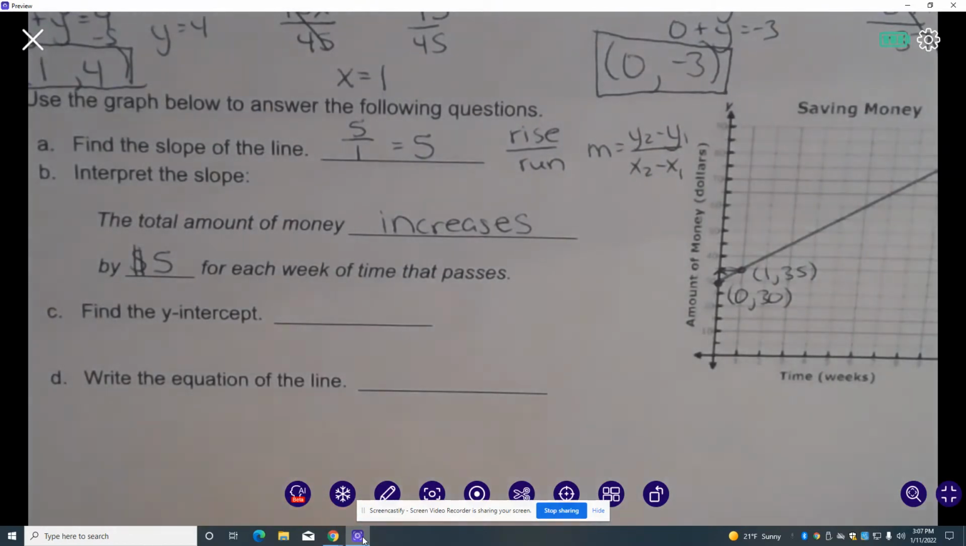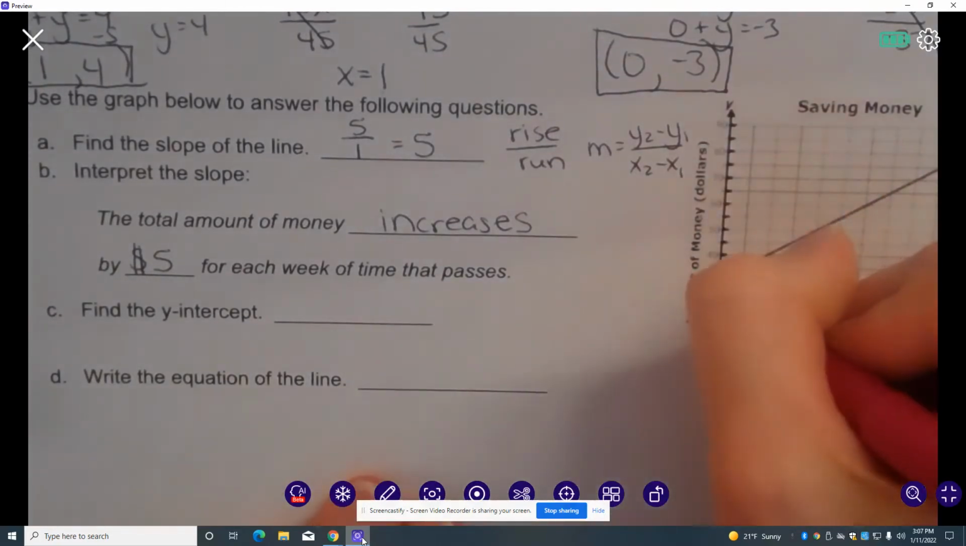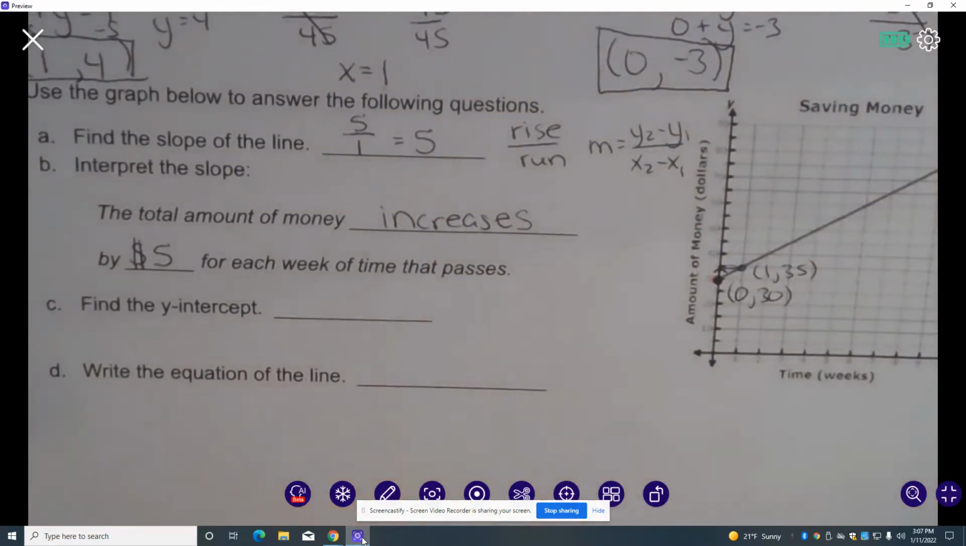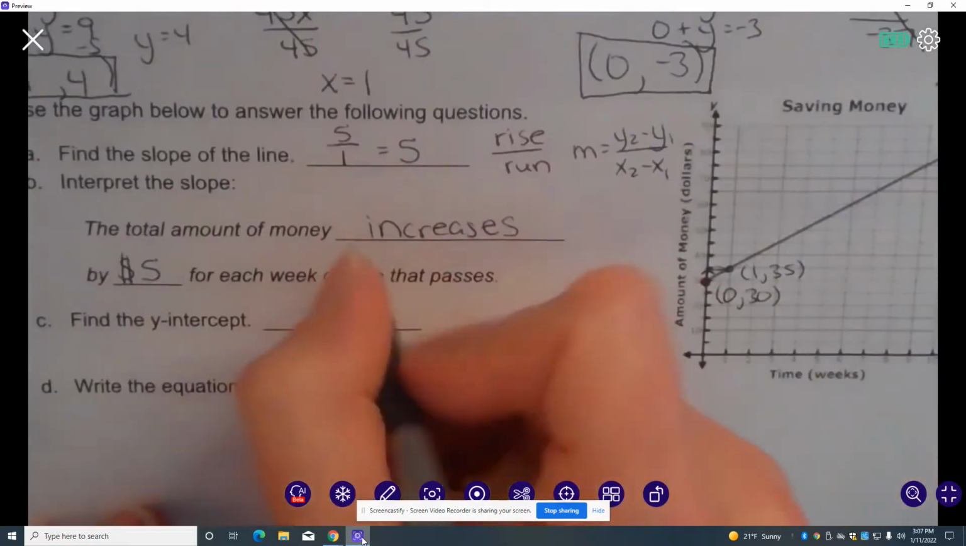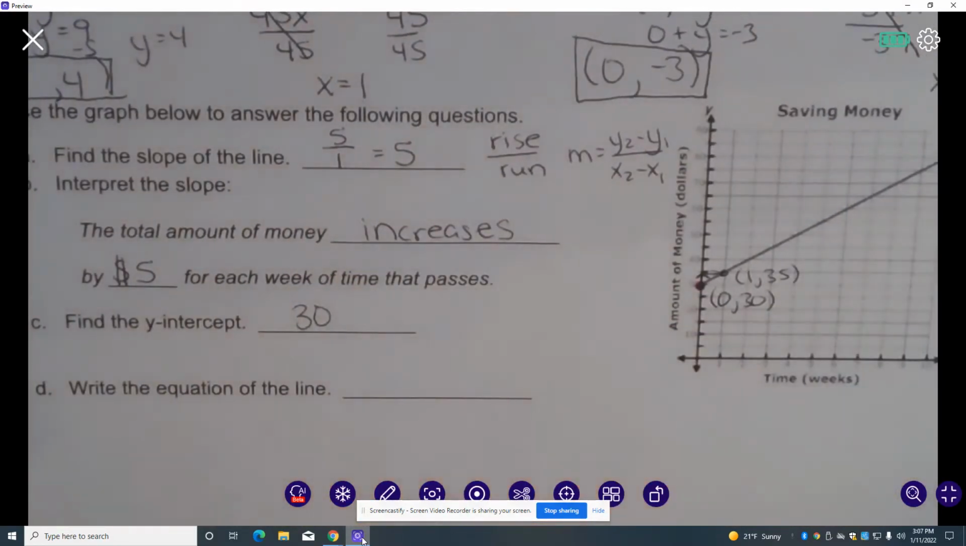I need to find the y-intercept. We know that the y-intercept is the y value where my line crosses the y-axis, and I already have a point there. It's right here at the point 0, 30. My y-intercept is the y value there. So my y-intercept is 30.